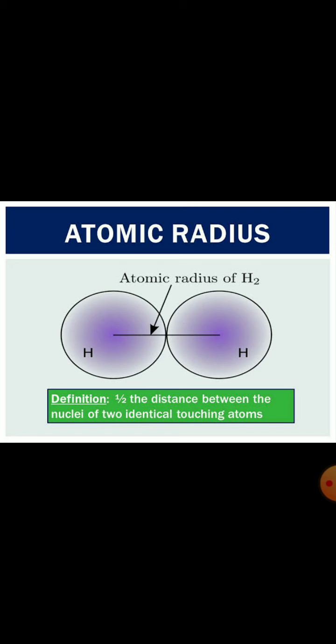I have already told you that the atomic radius is measured in the unit picometer. The atomic radius of a hydrogen atom is 37 picometer, where 1 picometer is equal to 10 raised to minus 12 meter. Now let us study the variation of atomic size in a group and in a period.